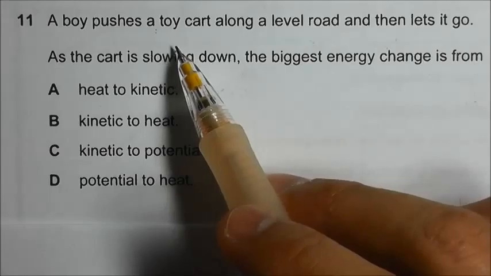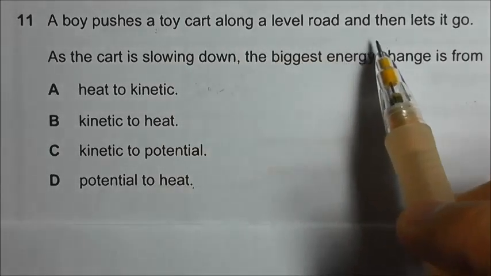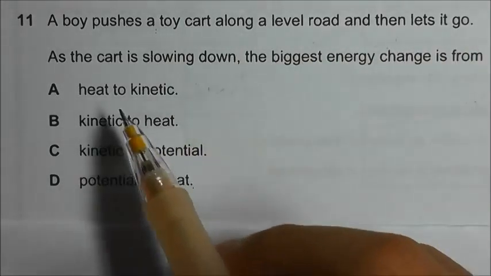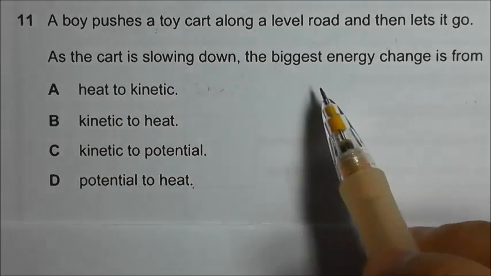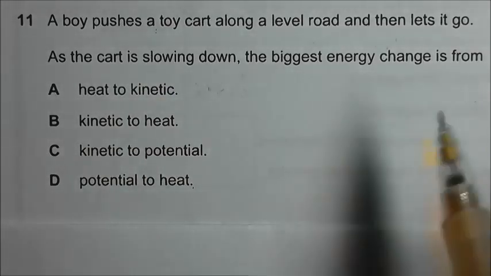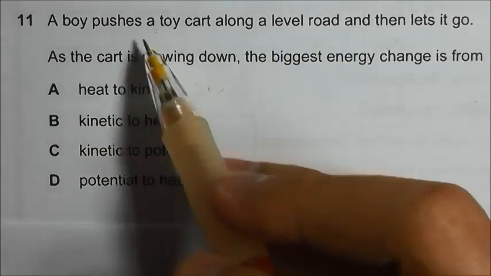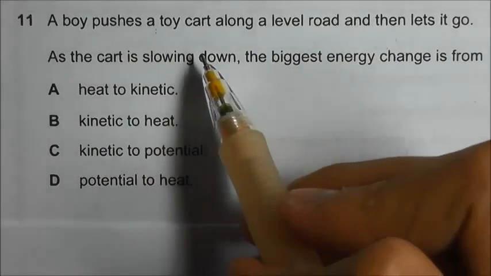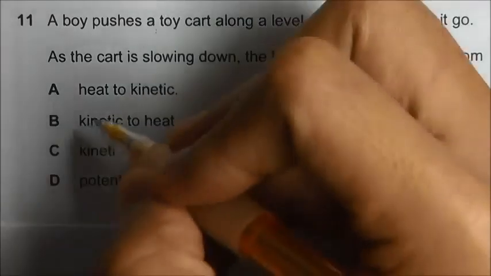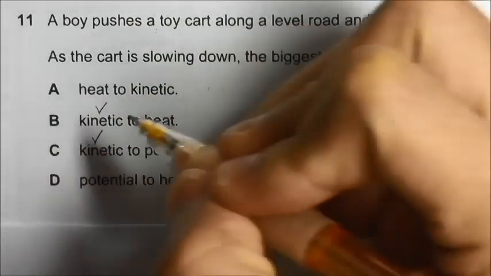A boy pushes a toy cart along a level road and then lets it go. As the cart is slowing down, the biggest energy change is from... Okay, when the boy lets go of the toy cart, it is moving, so it must have kinetic energy.